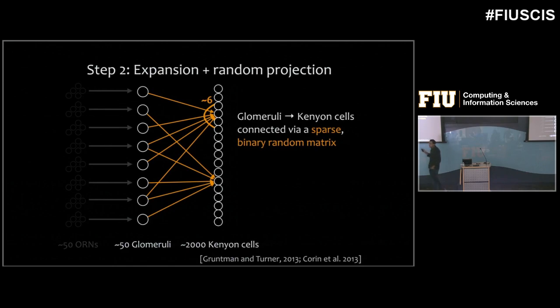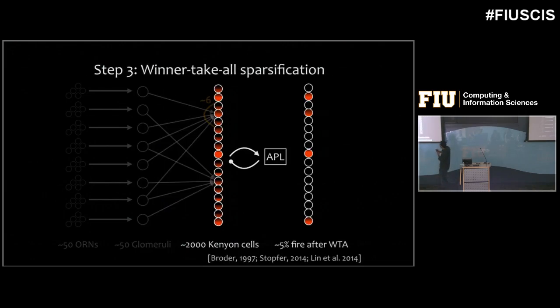But it's not a Gaussian random matrix, it's actually a sparse binary random projection matrix, which is much more efficient to compute than doing all the Gaussian multiplications and additions that you have to do. So in particular, every Kenyon cell here is going to sample from 6 random glomeruli and sum up their firing rates, and that's going to define its firing rate. Okay, so the main idea, instead of dimensionality reduction, we did this massive dimensionality expansion using a random projection.